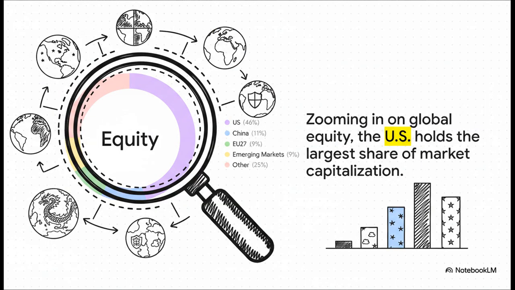Now let's take a magnifying glass to that big purple slice of equity. When we zoom in, we can see which countries own the world's public companies. And while the US has the largest share by a long shot, you can see just how huge a role investors in China, Europe, and other emerging markets play in the global economy.